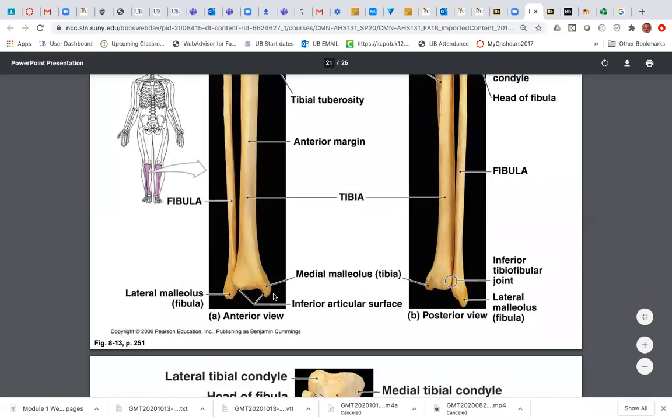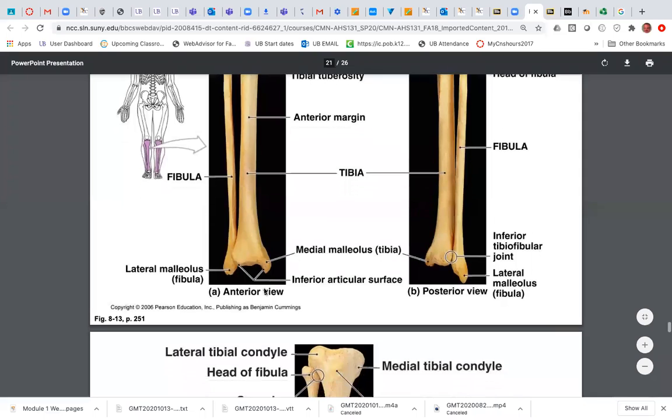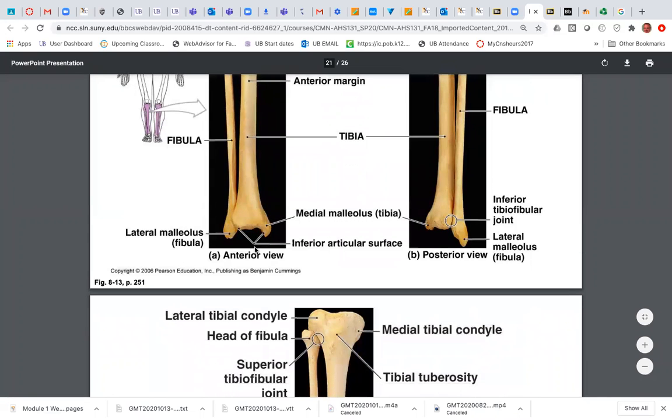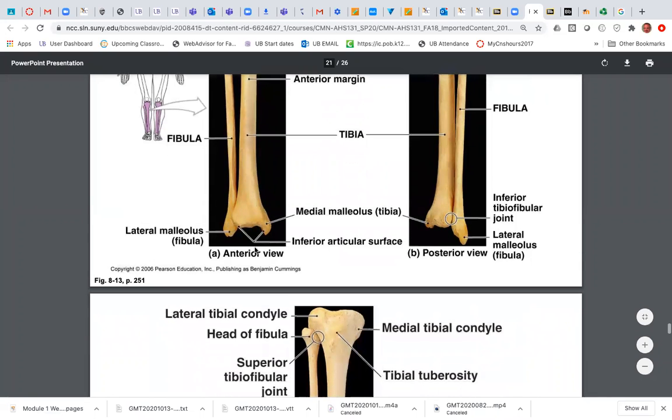The one on the medial side is the medial malleolus. The one on the lateral side, lateral malleolus. The lateral malleolus and medial malleolus play a very important part of the ankle joint. It reminds me of a monkey wrench. If you've never seen a monkey wrench, just Google it. You'll see that these two parts and the way this joint comes together is very much similar to the mechanism of how a monkey wrench works.